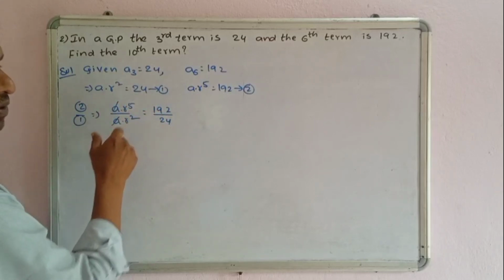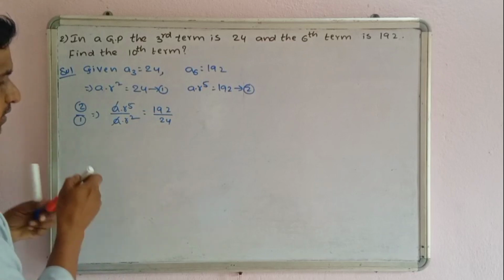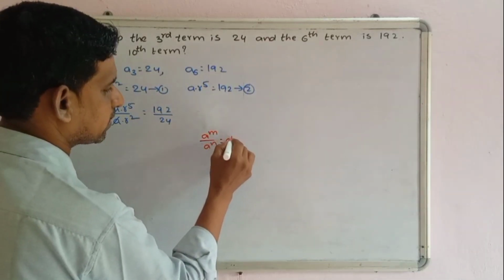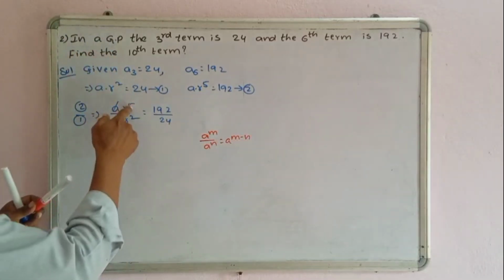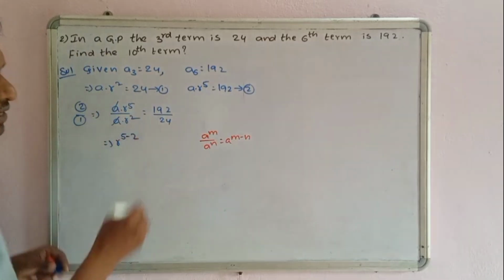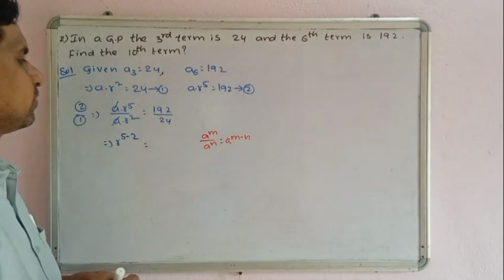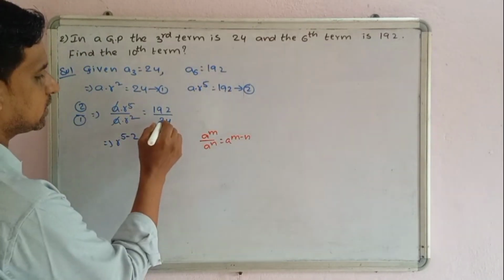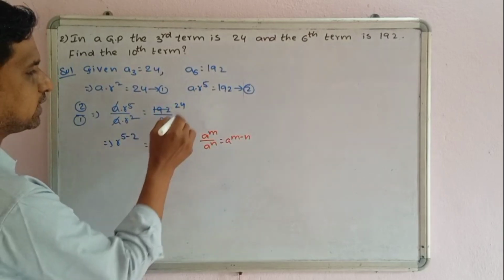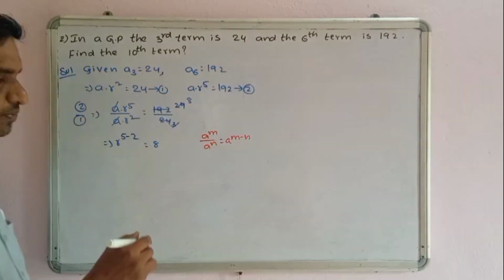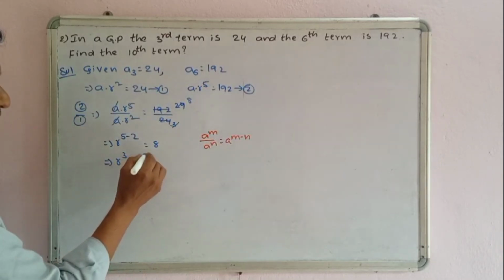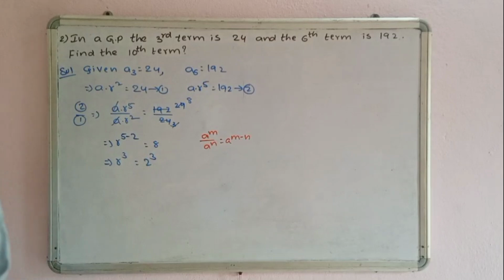See, this is of the form A power n by A power n. See the formula? A power m by A power n equals A power m minus n. So R power 5 minus 2, that is R cube, equals 24 ... 192 by 24 is 8. 8 can be written as 2 cube.